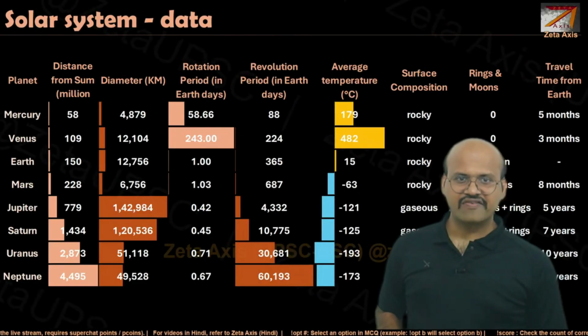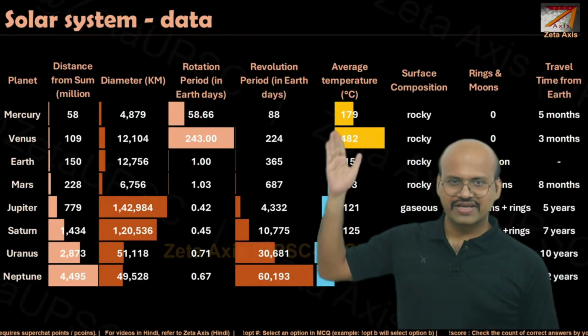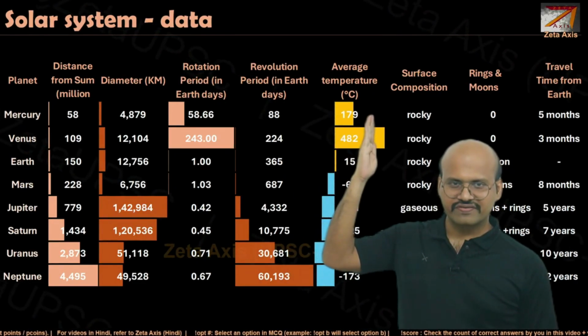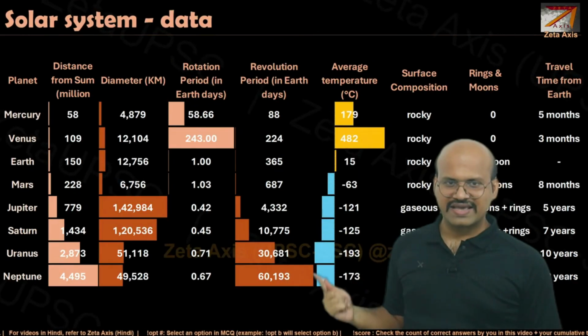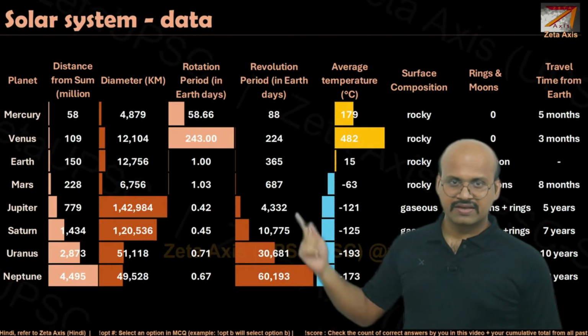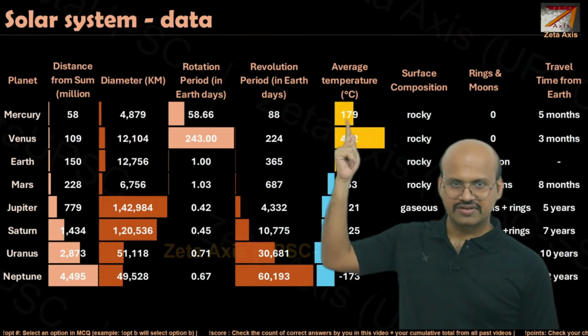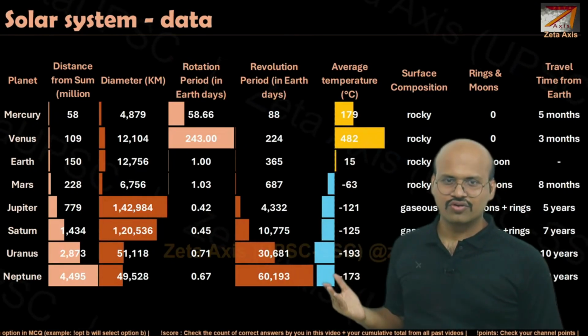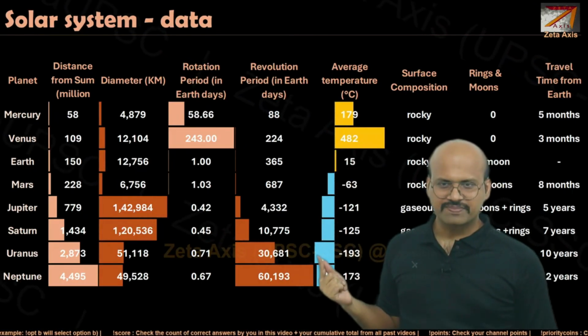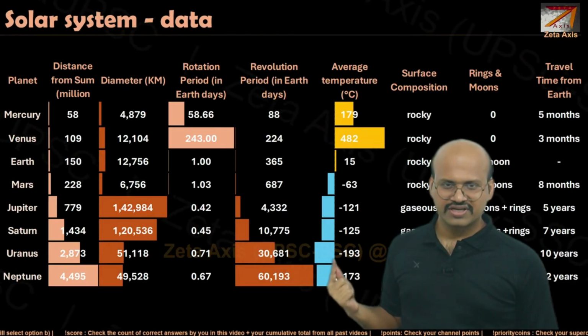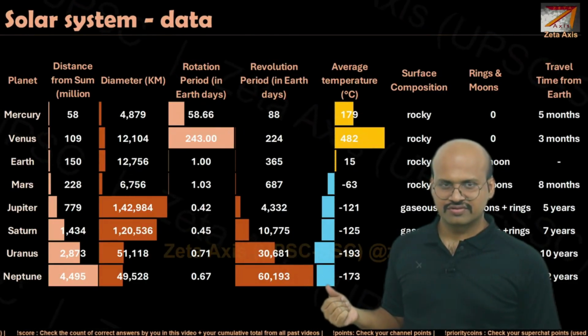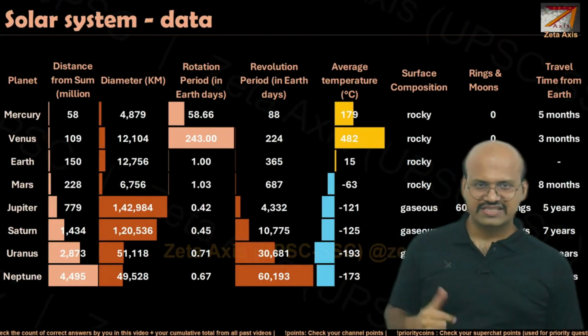Now if you see the average temperature, here we can see that these are the positive average values and these are the negative average values. We can see that the hottest planet is Venus and not Mercury. While if we go down, we can see that the coldest planet is Uranus and not Neptune. So this is a very interesting characteristic.